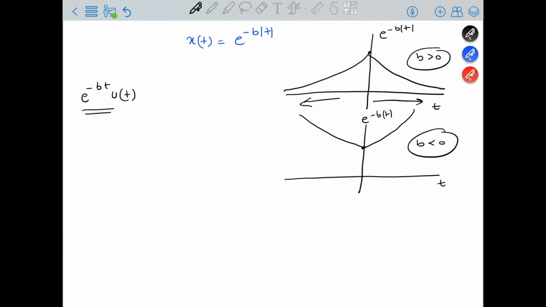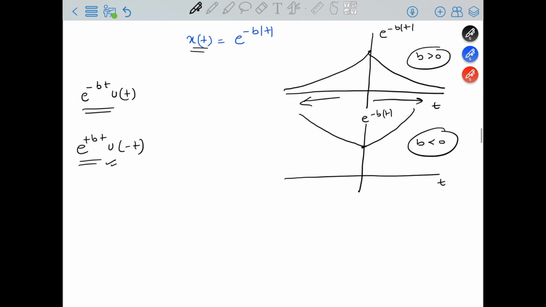So the first part is represented as e raised to the power minus bt u(t), and the other part will be represented as e raised to the power plus bt u(minus t). So these are the two signals. One is your right sided, the other one is your left sided, and we are saying that this combination will make your original signal x(t).